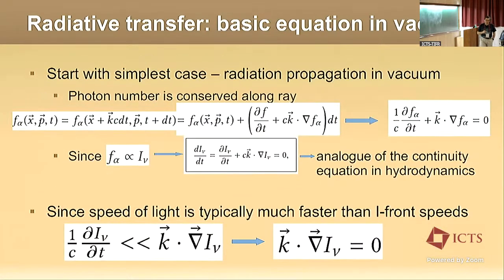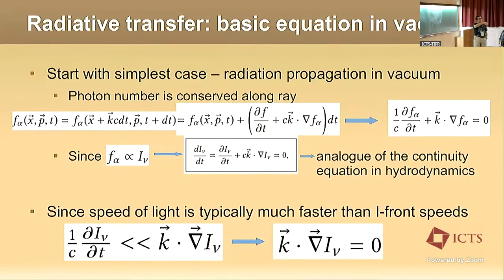Okay, so how do we describe the radiation? Let's start with the simplest possible case, which is radiation propagation in vacuum. And now you'll say, okay, but why that? Because then this is exactly the case when you don't have radiative transfer, right? But it's simpler, and we want to start writing the equations, and starting from this point is easier, and then we can go from there and make it more complicated. Okay, so the first thing that you can notice is, if I write the photon distribution function, photons are conserved along the way because they are traveling in vacuum.